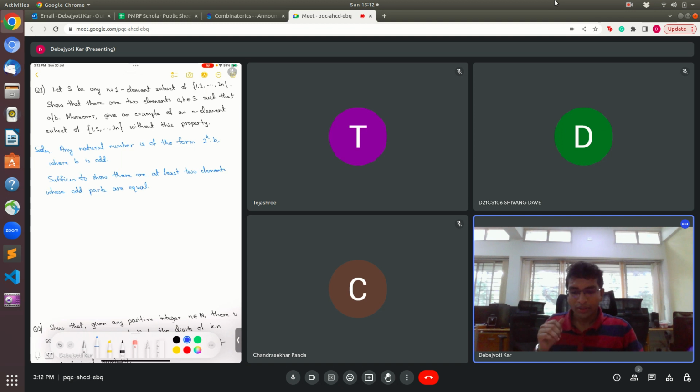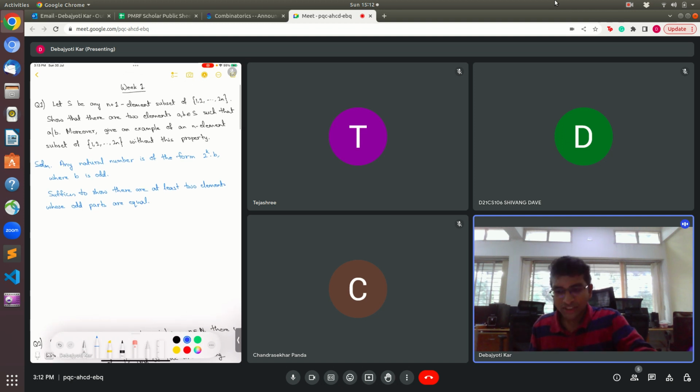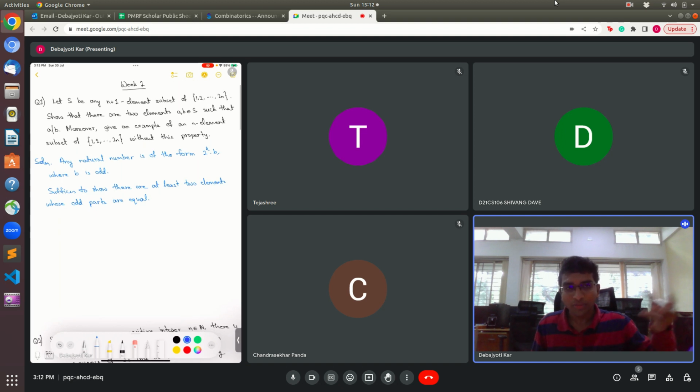Once we show this, we are done, because then one of the numbers will have a smaller even part, and that is going to divide the number with a larger even part. So we just need to show that out of these n plus 1 elements, there will be at least two elements whose odd parts are equal. Now since all these numbers are between 1 and 2n, what are the possible odd parts?